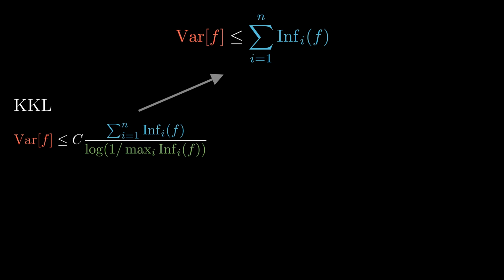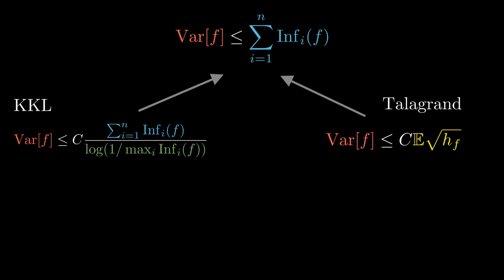So we now have two different strengthenings of Poincaré's inequality. On the one hand, we have KKL, which is tight for tribes, but not for majority. And on the other hand, we have Talagrand's inequality, which is tight for majority, but not for tribes. And although the two inequalities actually deal with different quantities, after all, the influences and square roots of the sensitivities don't exactly compute the same things, it seems that there is some common ground to these two. So it is natural to ask then, if there is a single inequality which generalizes both of these, so both KKL and Talagrand would just be special cases.